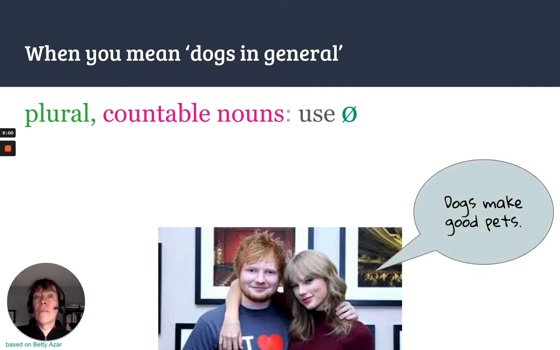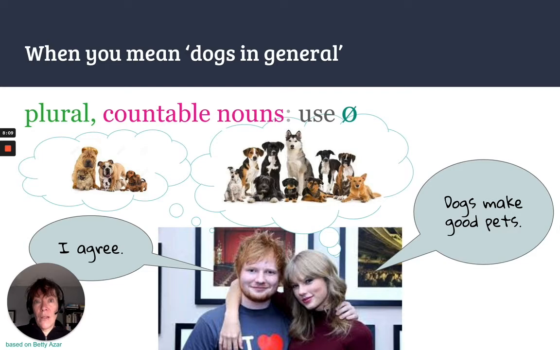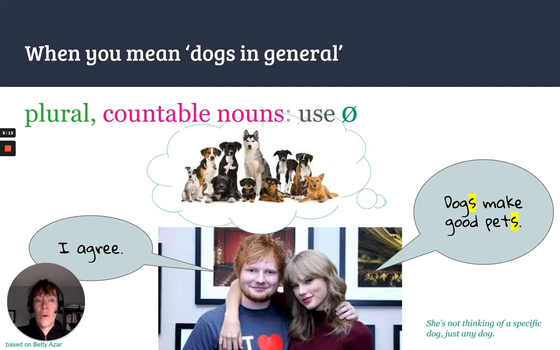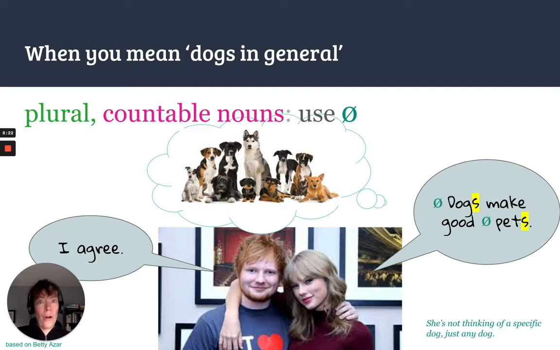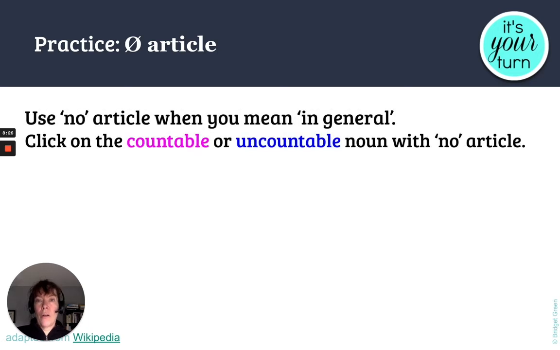So when you mean dogs in general, and they're plural, you use no article. Dogs make good pets. Again, she's not thinking of one dog, she's thinking of any dog. And he is also thinking of any dog. So here, not a specific dog, just any dog. Notice, dogs, plural, make good pets, plural. No article there.